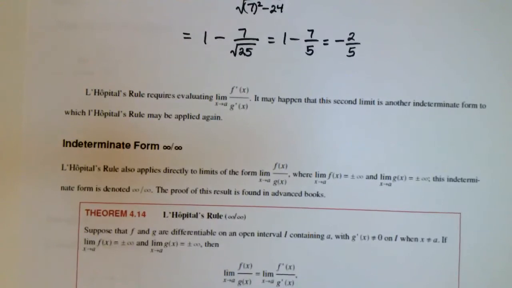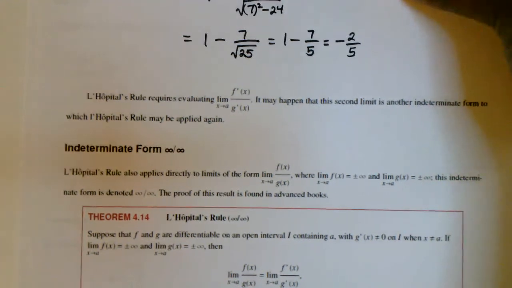Now, L'Hopital's rule requires evaluating the limit as x approaches a of f prime of x divided by g prime of x. It may happen that this second limit is another indeterminate form to which L'Hopital's rule may be applied again. So the ones that we've been doing in these examples, we only applied L'Hopital's rule once, but sometimes you may have to apply it again and again until you do not get an indeterminate form. Okay, so let's look at this one.